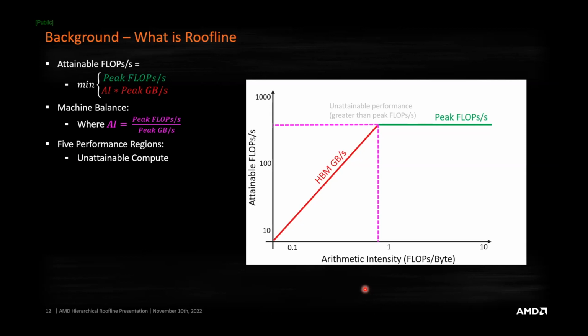Specifically above our green peak flops, that's unobtainable compute performance. You shouldn't be able to achieve a result that lands above that line. To get a result above that line, you would need to somehow improve your hardware. You would have to have faster clocks, maybe more compute units, something along those lines. But we shouldn't be able to set a point above that line.